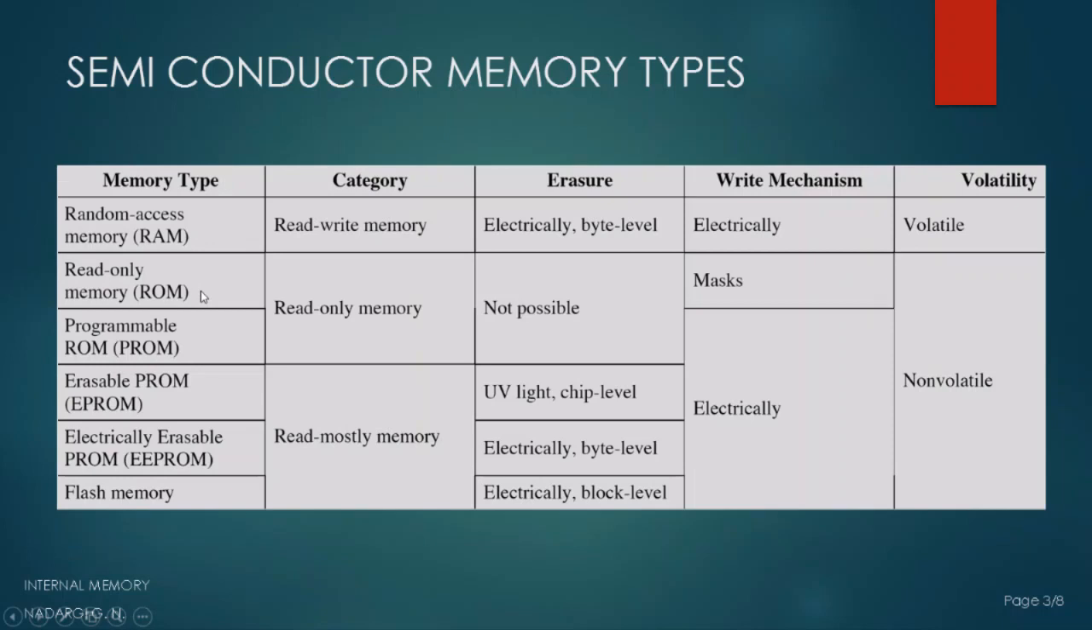Later on, the remaining are the ROMs, which are also called read only memory. Now that can be programmable, that can be erasable, and different kinds of erasable are electrically erasable and flash memories. So we will see this one by one as we move on in this topic. So let's concentrate first of all on the random access memory.